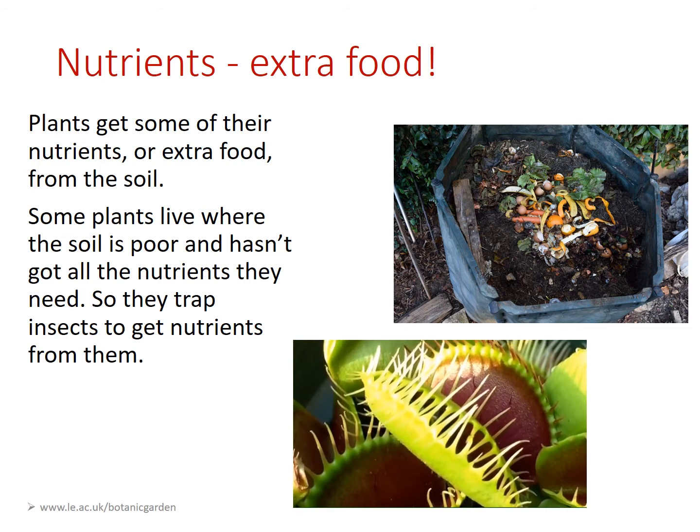But some plants grow where the soil is poor and hasn't got all the nutrients the plant needs. The plant here takes its nutrients from flies it catches. Watch what happens. This is called a Venus flytrap.